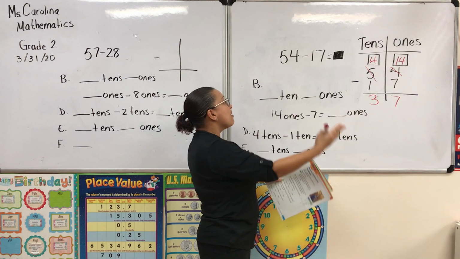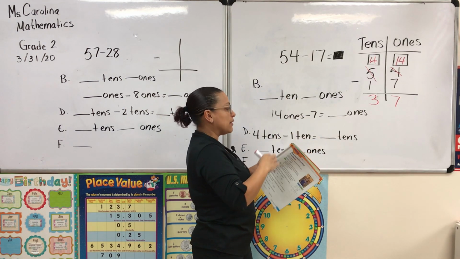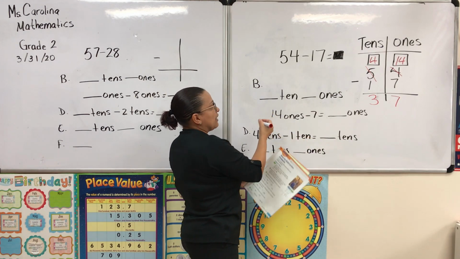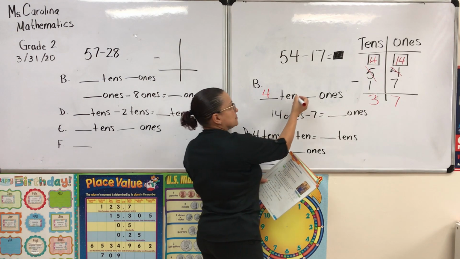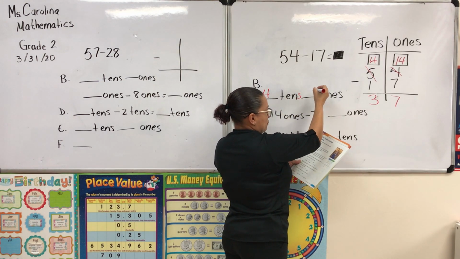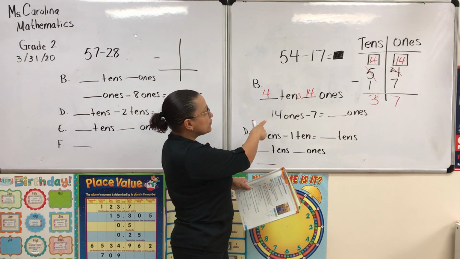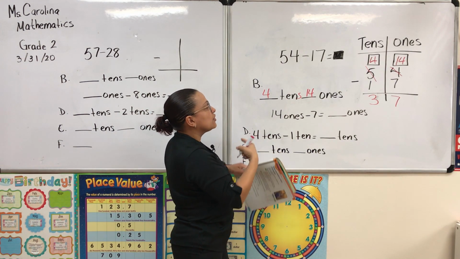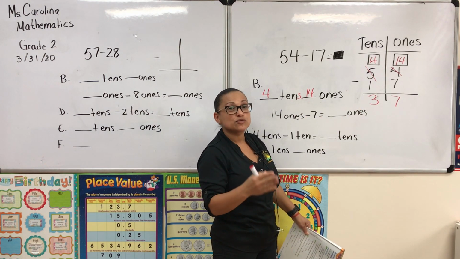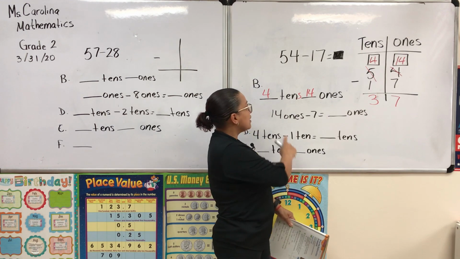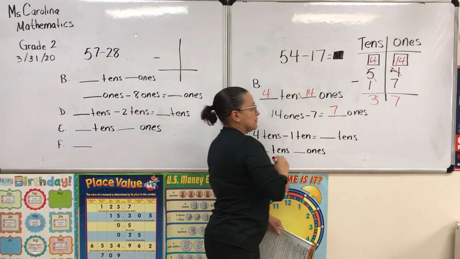Okay, now they want you to do that and say, okay, now I have my tens and I have my ones. So you have 4 tens and then you have 14 ones. The same thing that we did on the ones, we're going to subtract the ones first. Always subtract your ones first. Then you have the 14 ones, you take away 7 and you have 7 ones.